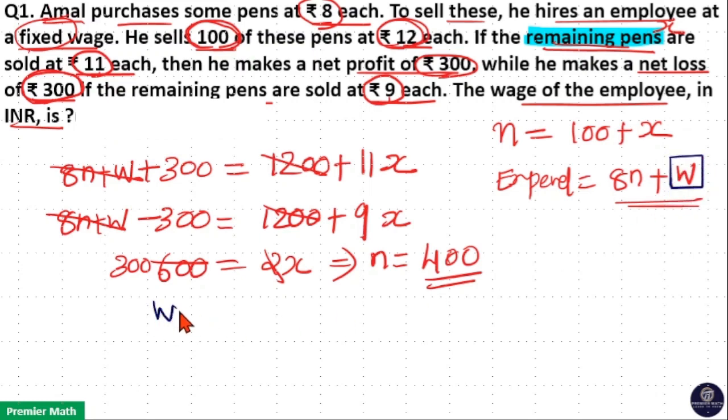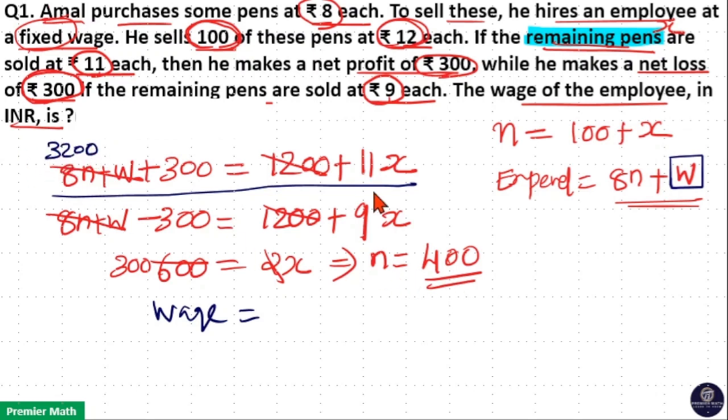So wage is equal to, applying n equal to 400 in the first equation, here 8n means 8 into 400, that is 3200. Now 11x means 11 into 300, that is 3300.